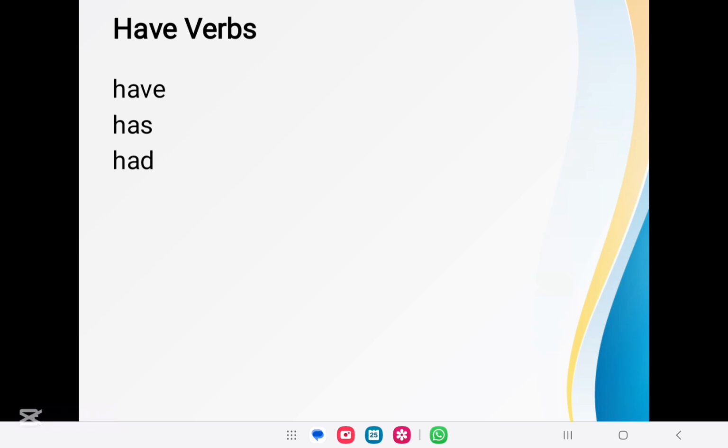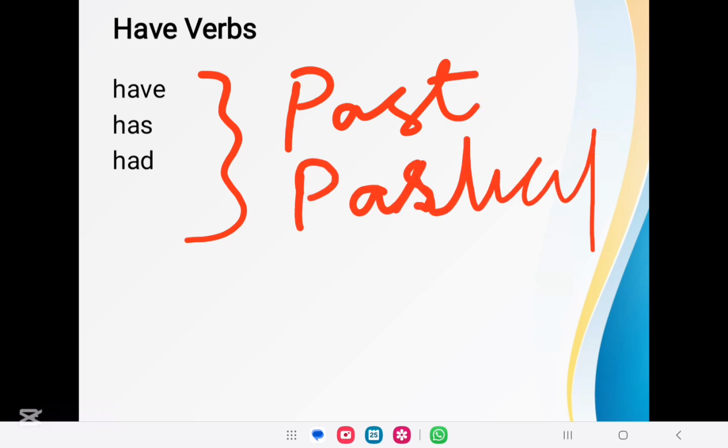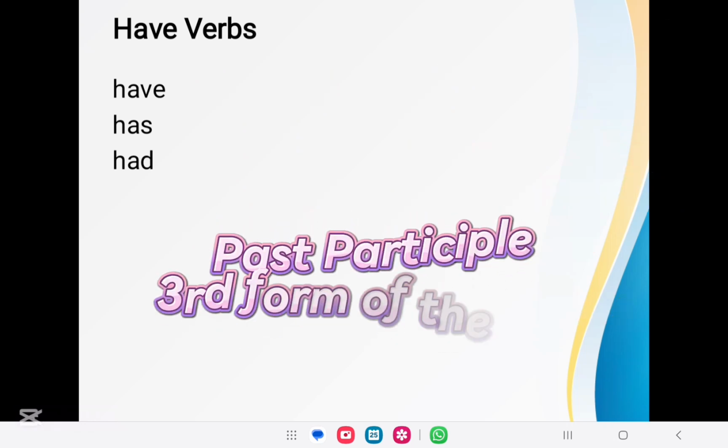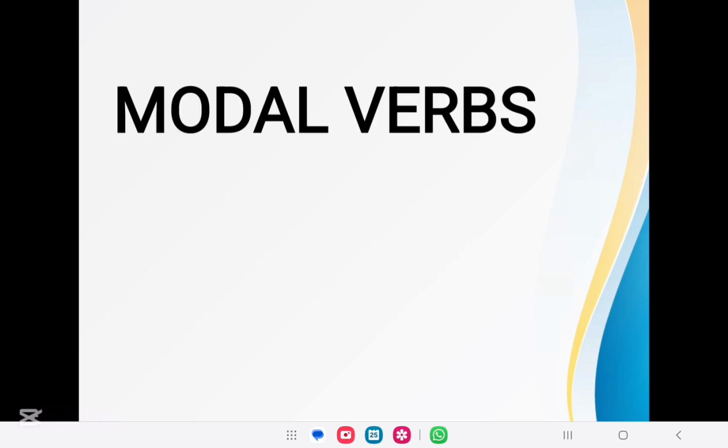Next we have have verbs. They are also auxiliary or helping verbs. Whenever we have these have verbs in any sentence, we always use the past participle or third form of the verb after them. If we have to write a verb, we are bound to write the third form of the verb after them. These are also auxiliary verbs: have, has, and had.